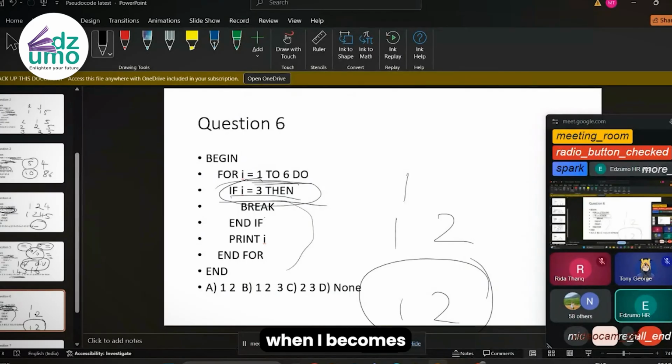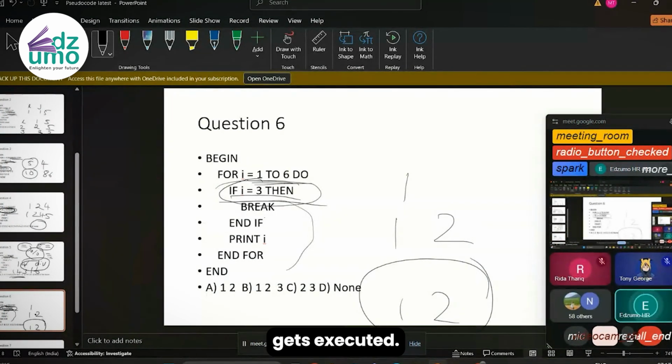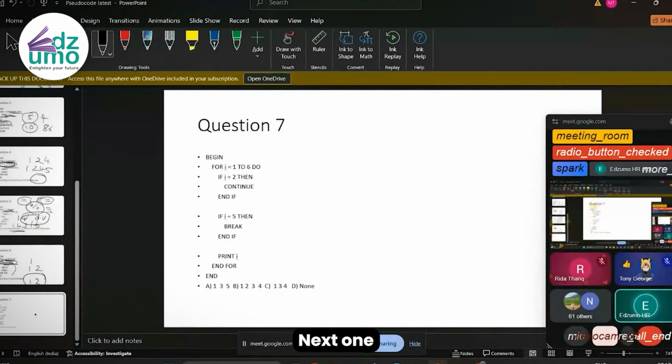Clear? When I becomes 1, 1 is printed. When I becomes 2, 2 is printed. When I becomes 3, condition is satisfied. So break gets executed. So we get out from this. So 1, 2 is the answer. Clear? Next one. We are using both break and continue part here.